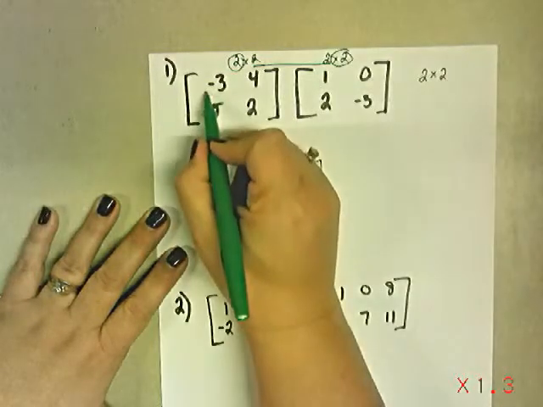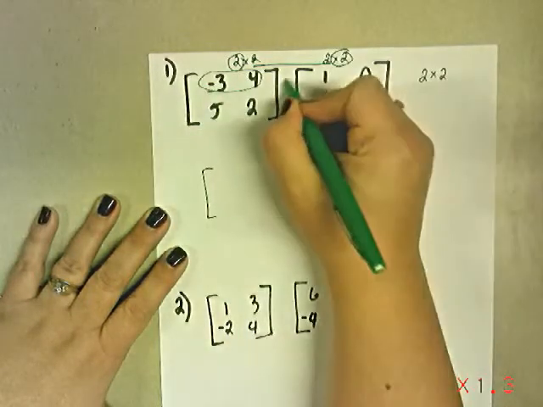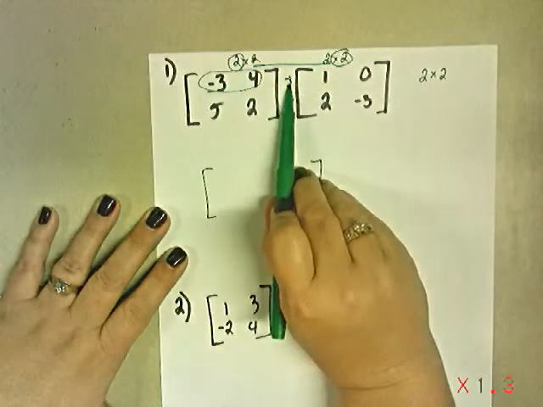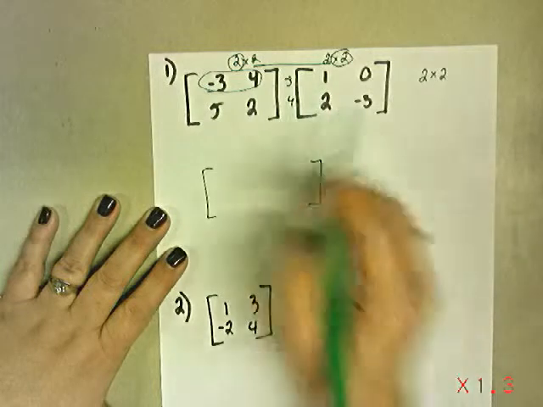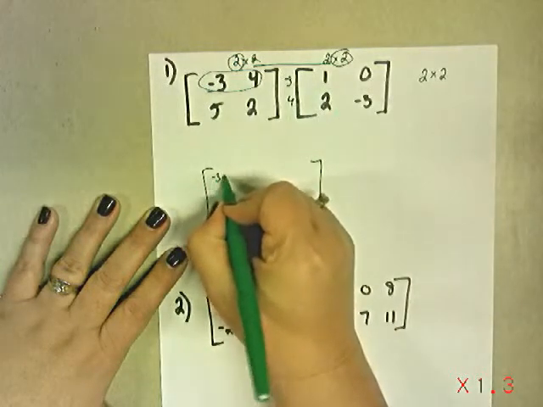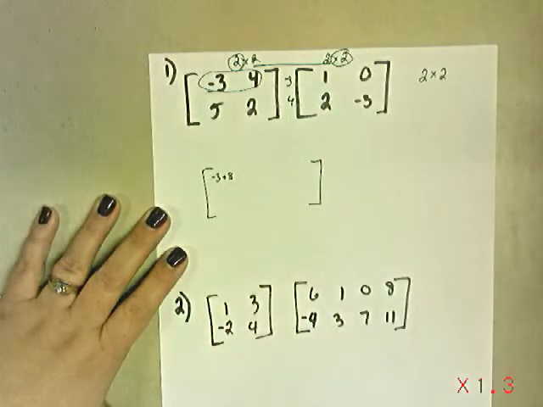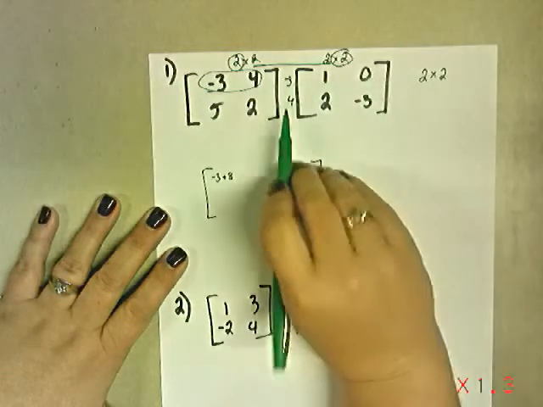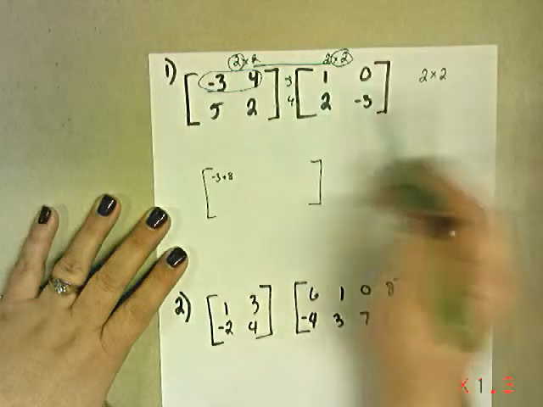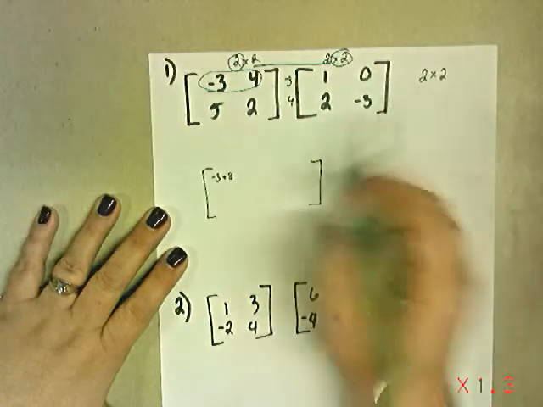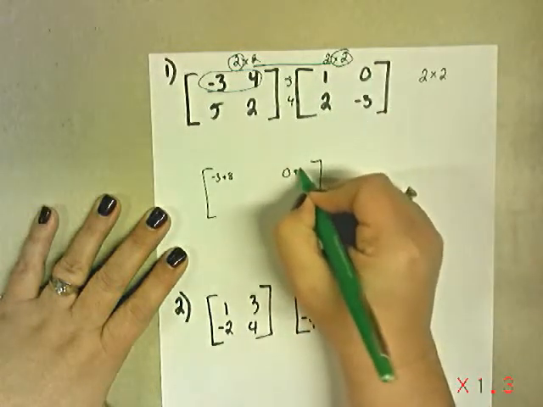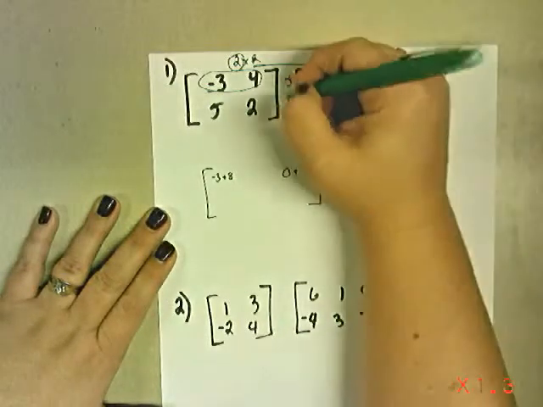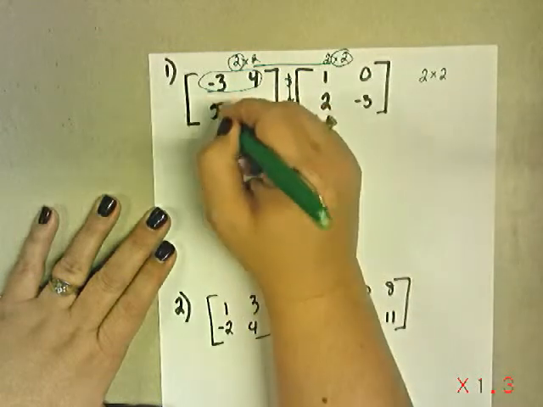Okay, so we take our top row, turn it on its side, and we multiply. -3 times 1, 4 times 2. So that's negative 3 plus 8. Then we keep going until we run out of columns. Negative 3 times 0, 4 times negative 3. So that's 0 and negative 12. So 0 plus negative 12. We're out of columns now, so we cross this guy out.